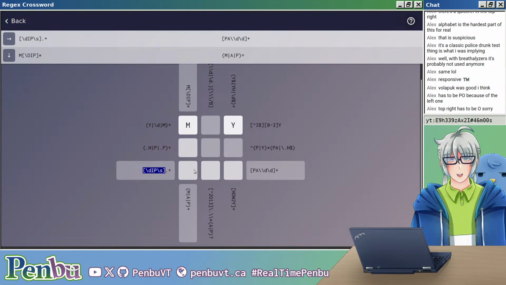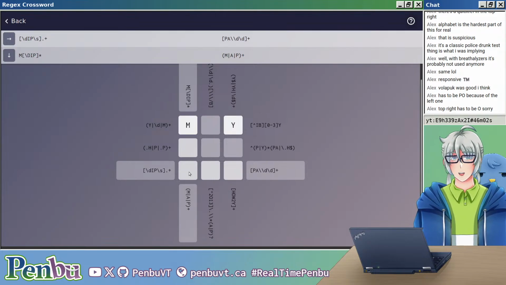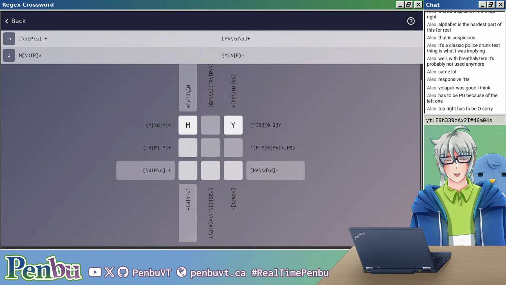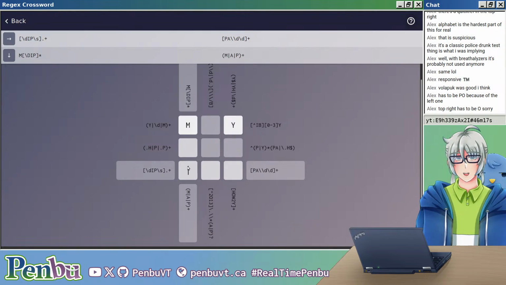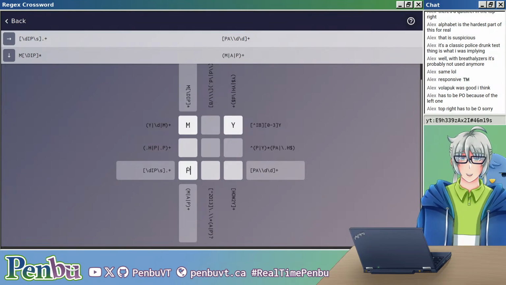So this has to start with a digit, I or P, or a space. The only overlap here, so non-digit, I or P, doesn't help us there. But this does: M, A, or P. The only overlap is a P. I'll take that.